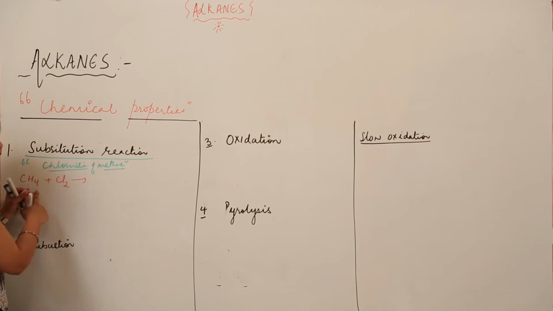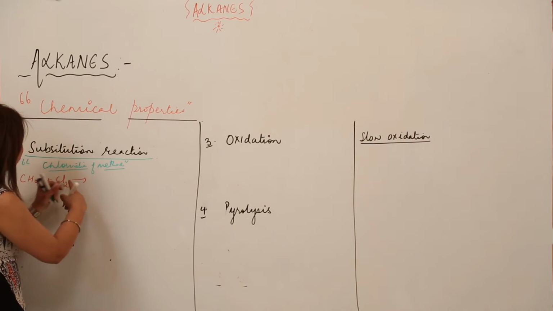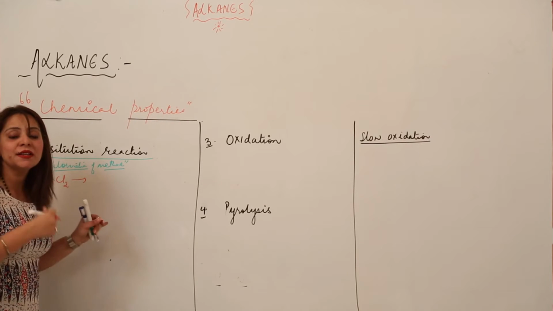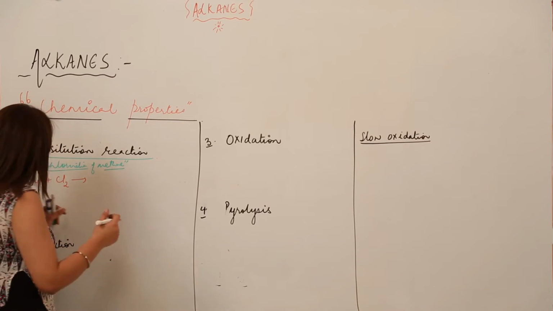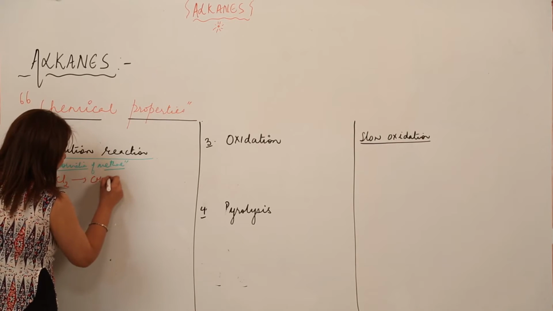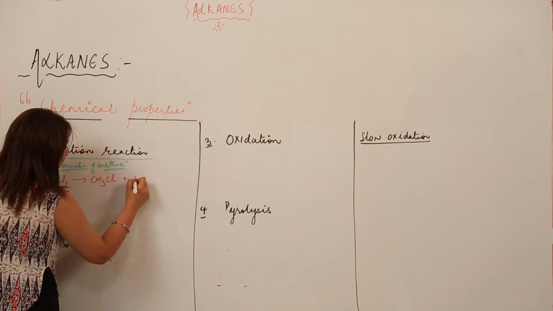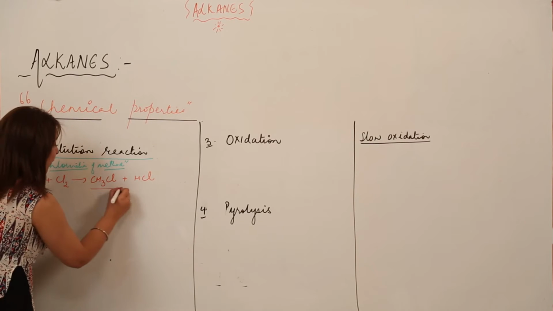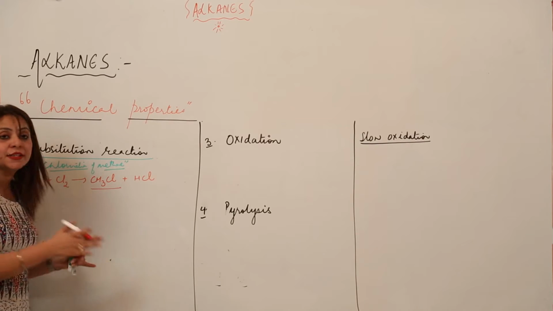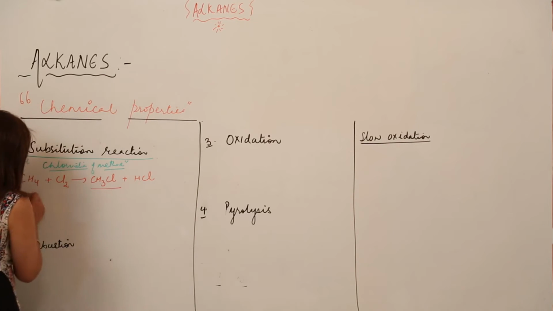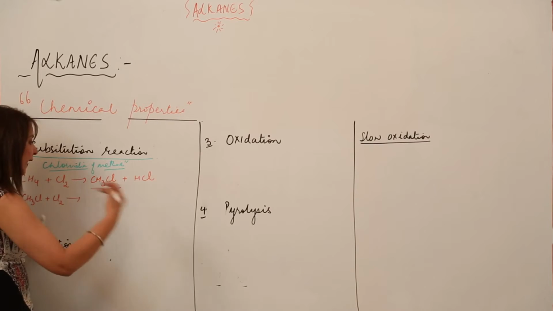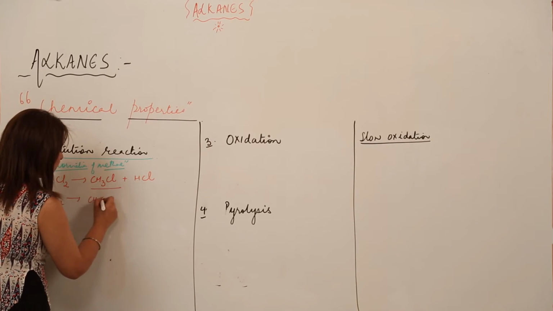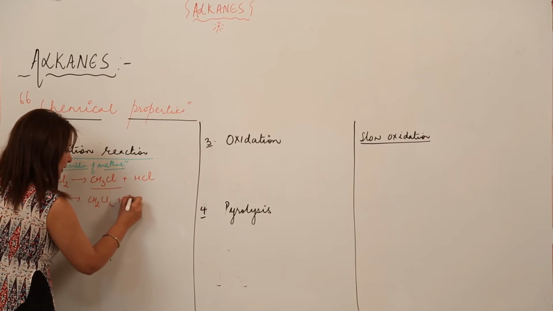As it contains the replaceable H atom, that means the Cl is going to replace H, but it is just going to occur step by step, right? So what is it going to form? It is going to form CH3Cl, and along with that we have HCl. So the reaction doesn't stop here because it still has 3 replaceable hydrogens. So again it reacts with chlorine and 1 hydrogen again gets replaced, and now it becomes CH2Cl2 plus HCl.